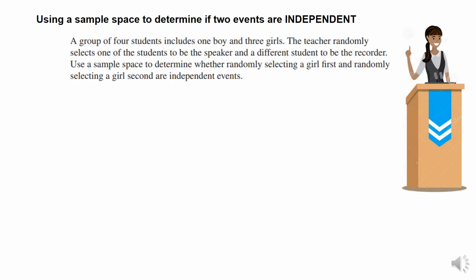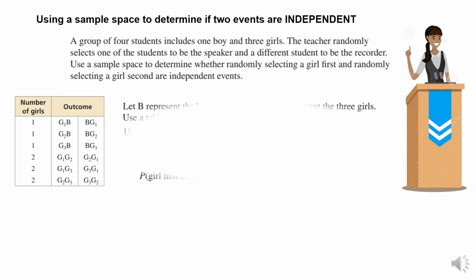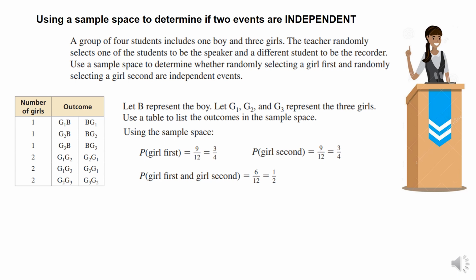Okay, the first thing we're going to do is use a sample space to determine if two events are independent. A group of 4 students includes 1 boy and 3 girls. The teacher randomly selects one of the students to be the speaker and a different student to be the recorder. Use a sample space to determine whether randomly selecting a girl first and randomly selecting a girl second are independent events. So the first thing I'm going to do is put all the information out there so we can go through it one by one.